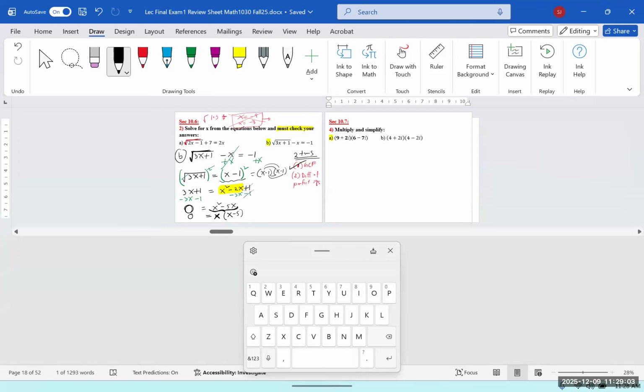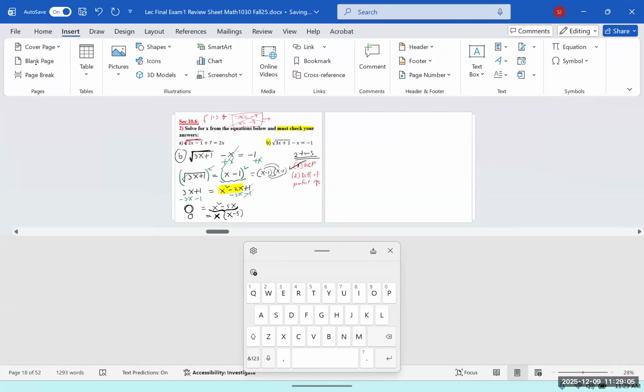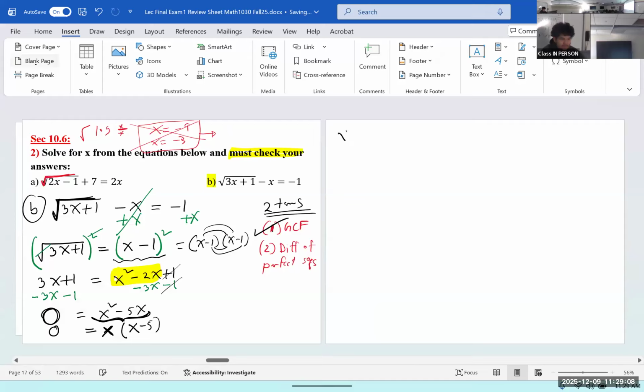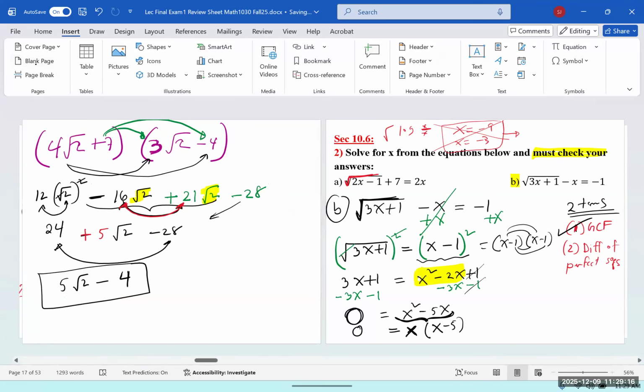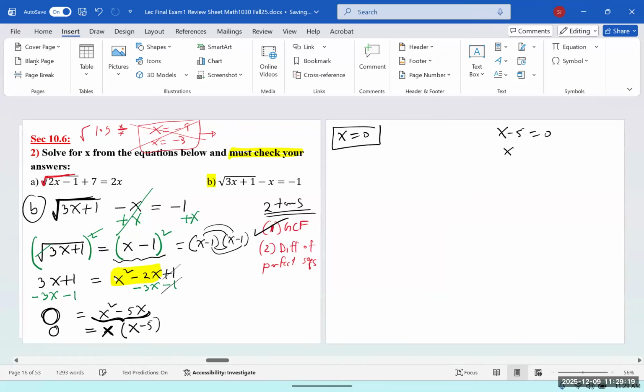So you set x equals 0 and it's already solved, so you have nothing to do. And you take x minus 5 equals 0, plus 5, right? x minus 5, 0. And you get x equals 5.